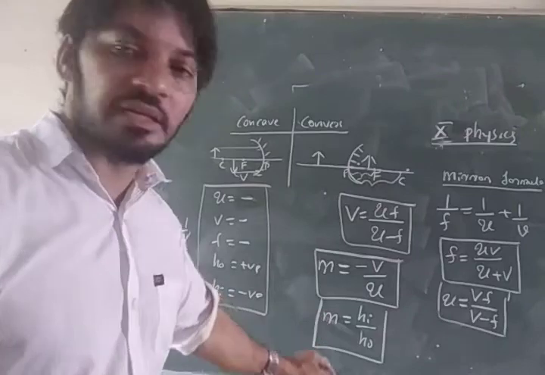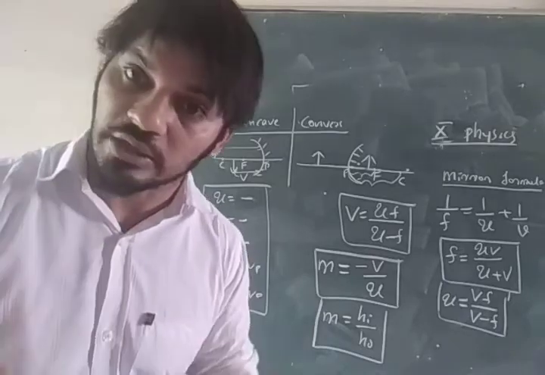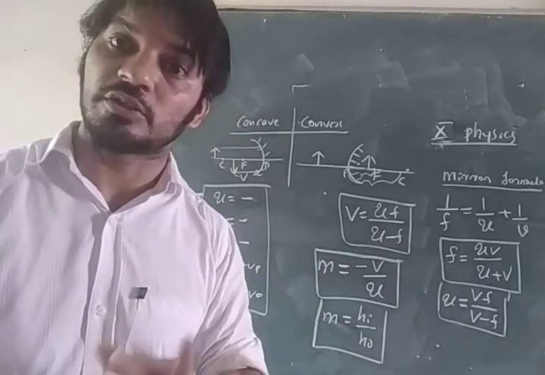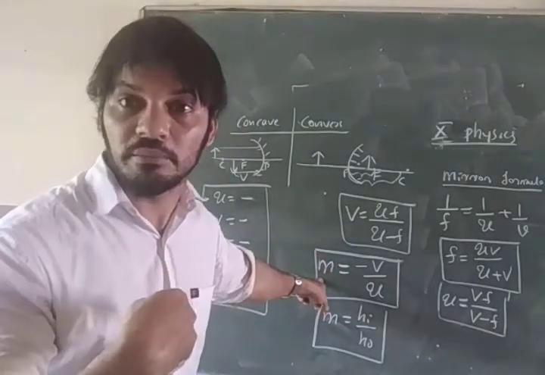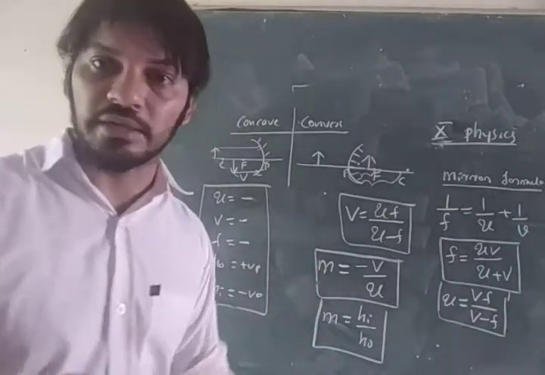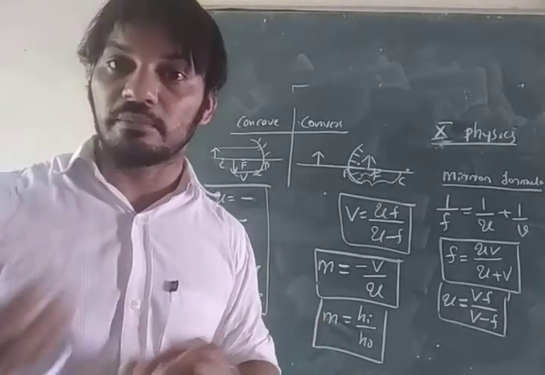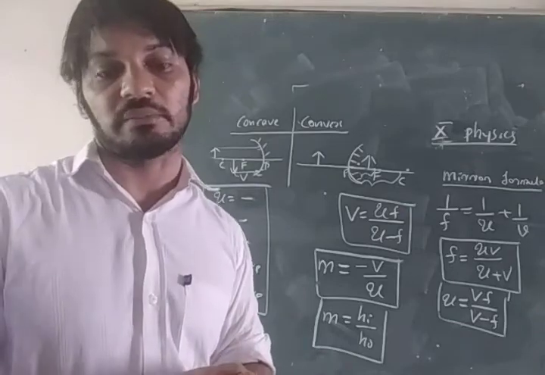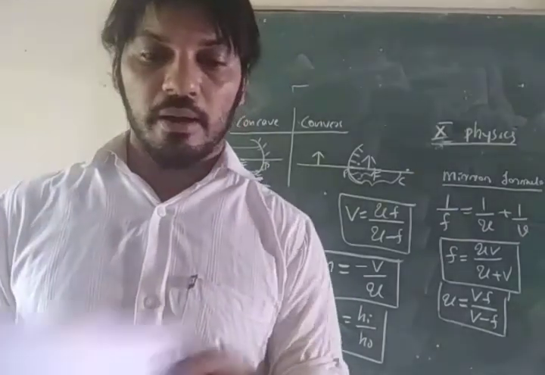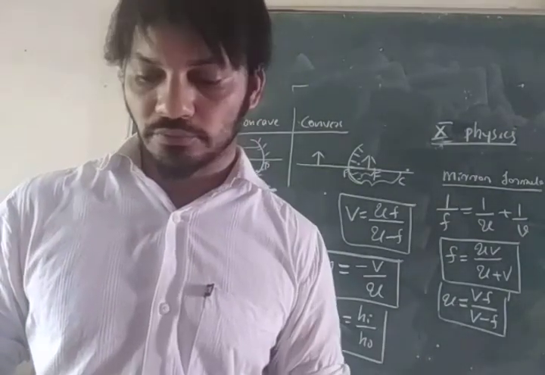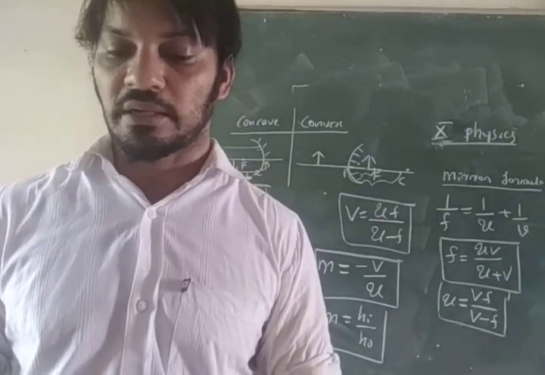When using HI by HO, if the height of the image and height of the object are given, we can find the magnification. Otherwise, if you don't know the heights, we can find it using the distance of the object and distance of the image with the other formula. Magnification is comparing the image to the object. You can write the definition. The magnification definition is on page number 87.